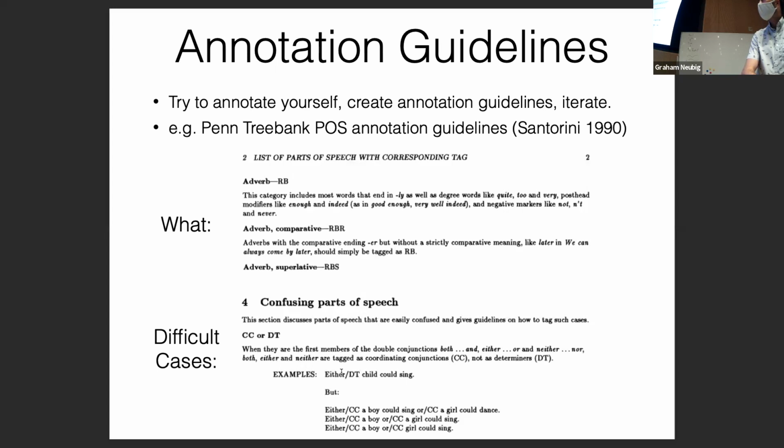And they have a huge list of these, like comparing between CC and DT, which is the coordinating conjunction and the determiner. And it says that either can be either of them. So it has an example of a determiner. It also has an example of when it's a coordinating conjunction, and you can explain the difference with examples.